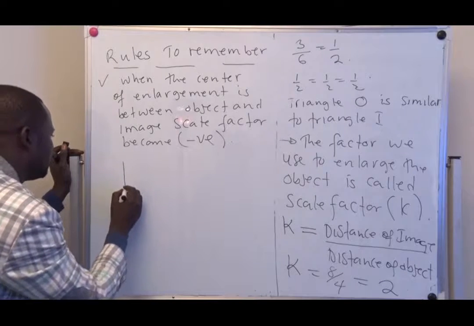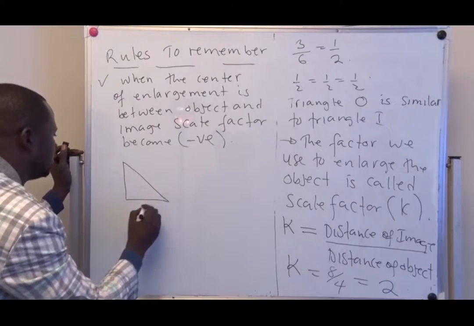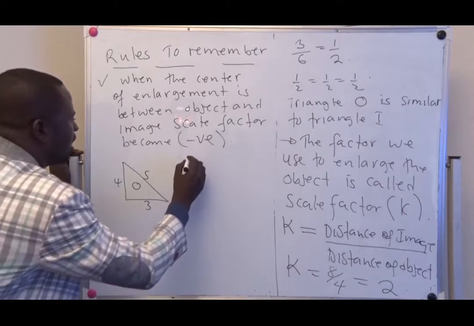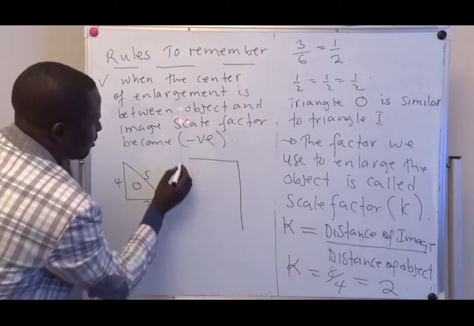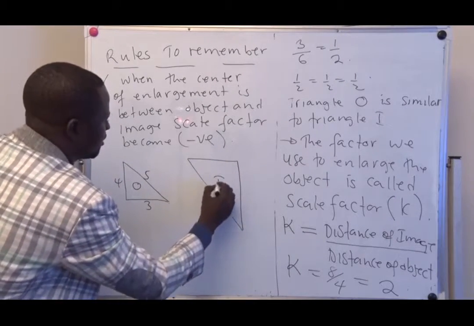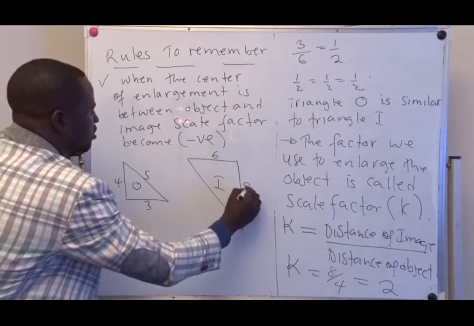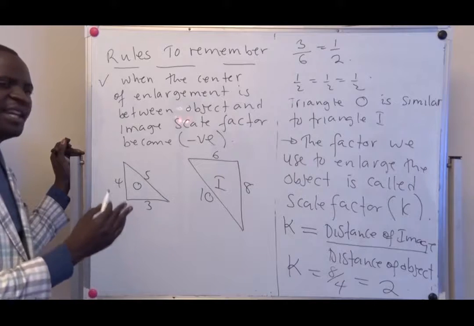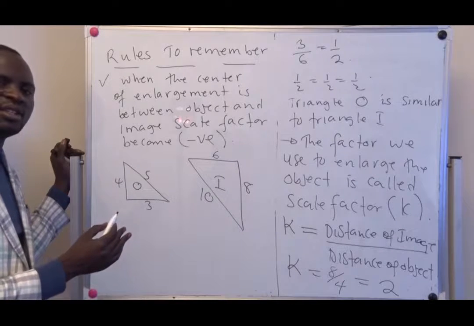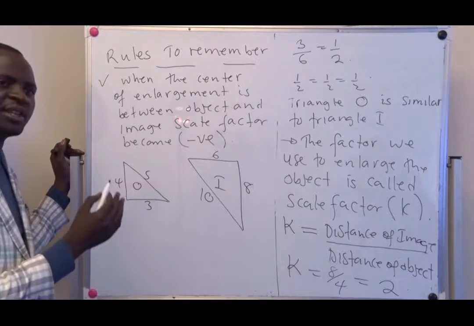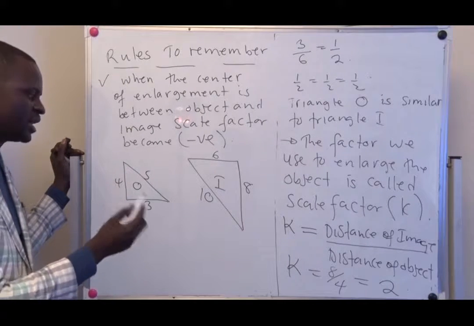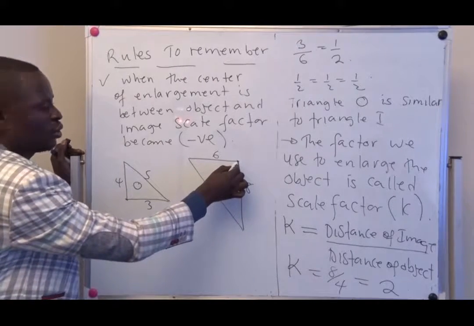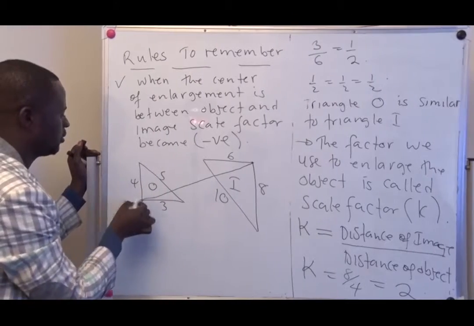Let's say we have this as the object, the way I gave it to you, 3, 4, and 5. This one is the object, and it was enlarged by that. This is the image. As you can see, this was 6, this was 8, and that was 10. So when they ask you in the exam to find the center of enlargement, it's not difficult. You just have to join corresponding points of object and image. For example, this point of the object corresponds to that point of the image. You take your ruler, you join with your ruler.